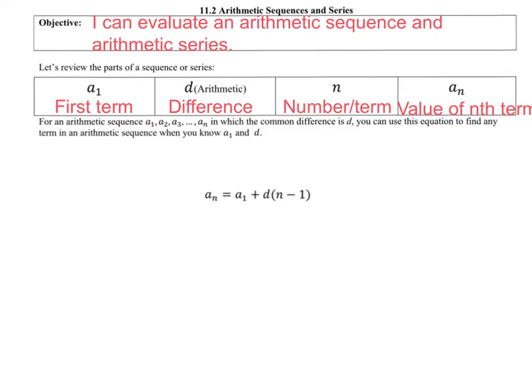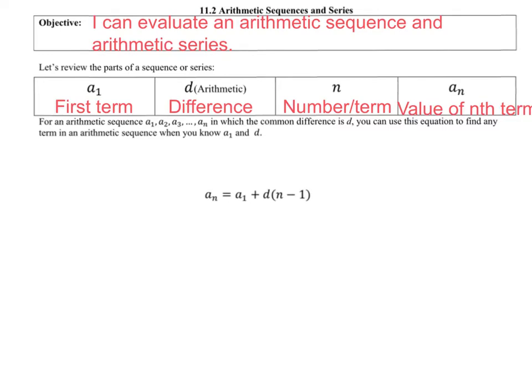So if I say the 5th term, then N would be 5. If I say the 10th term, the nth term would be 10. And then A sub n is going to be the value of the nth term. So if I'm referring to 5 as the term, then A sub n is going to be the value of the entire sequence or the entire series after I've plugged 5 in.